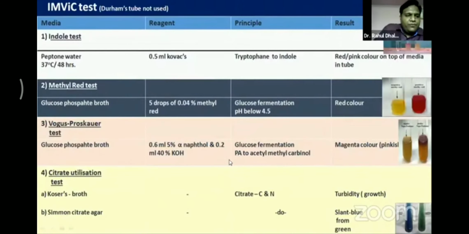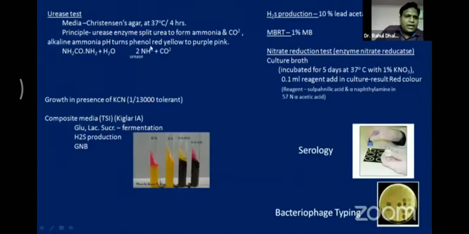Now this is the IMViC test: indole, methyl red, Voges-Proskauer, and citrate test. The small i is only for pronunciation. This is mainly used for the Enterobacteriaceae family. This is again a fermentative test. Mostly peptone water and glucose broth are used. After fermentation, when acid is formed, we add reagent and observe for color formation. After that, you can identify the bacteria. For example, indole and MR positive, the rest all negative, it will be E. coli.